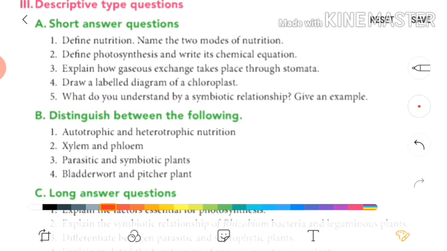Now the fourth one: bladderwort plant and pitcher plant. Write down a few points about the bladderwort plant, which has trapdoors with a vacuum. The pitcher plant has a tubular, pitcher-like structure. Then write down the names of these plants and how they work.